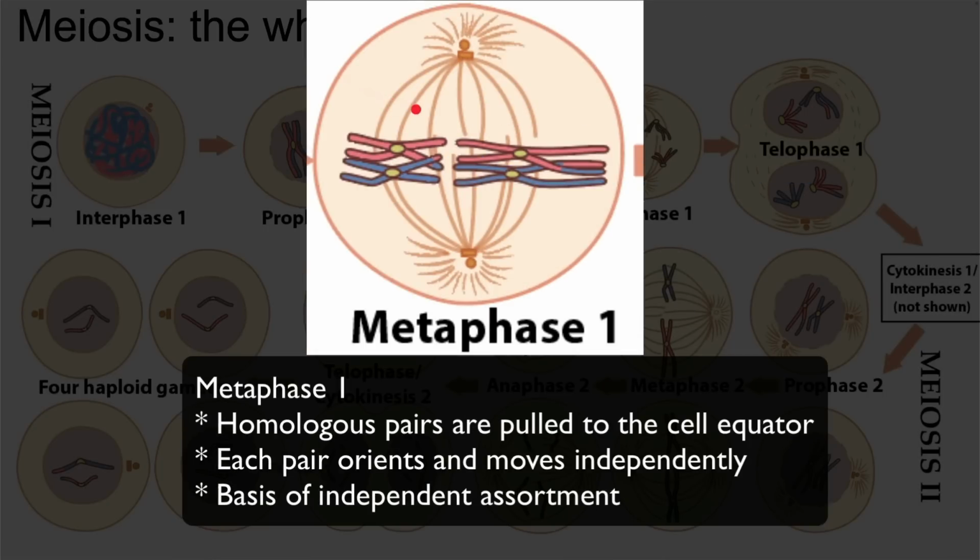During metaphase, the spindle fibers pull these homologous pairs to the center of the cell. And remember that each pair is pulled independently from every other. That's one of the main sources of variation in meiosis, independent assortment. The way that these maternal and paternal chromosomes get arrayed is completely independent. It's 2 to the number of pairs if you want to mathematically calculate the number of chromosomal arrangements in the gametes.